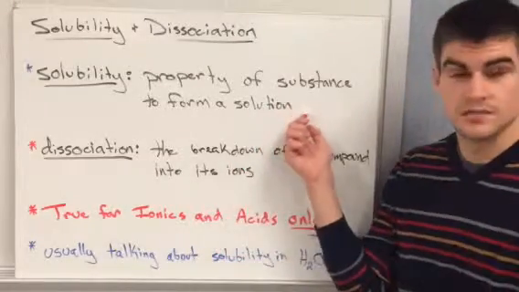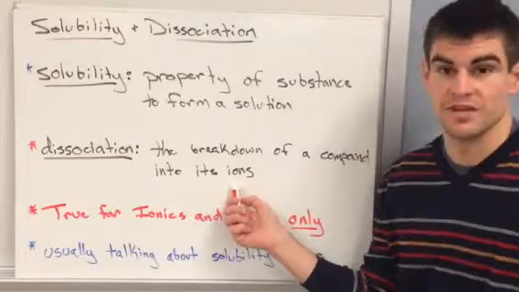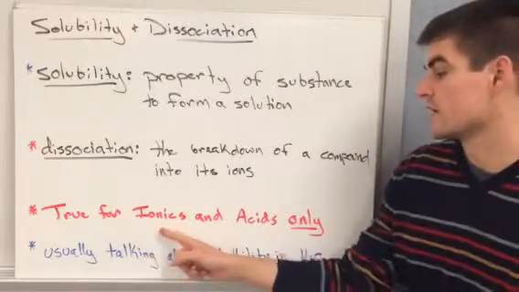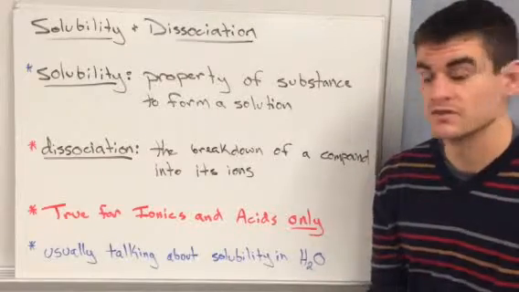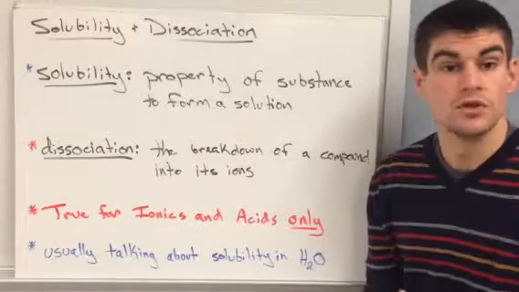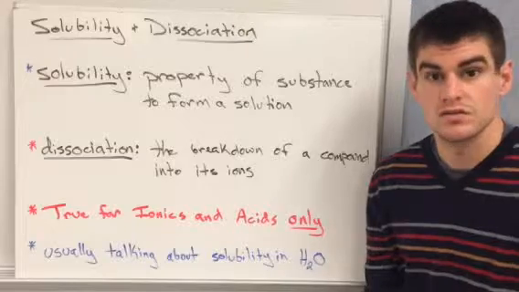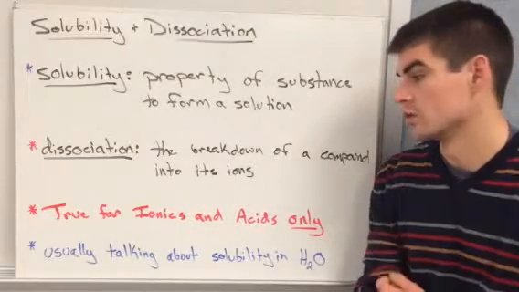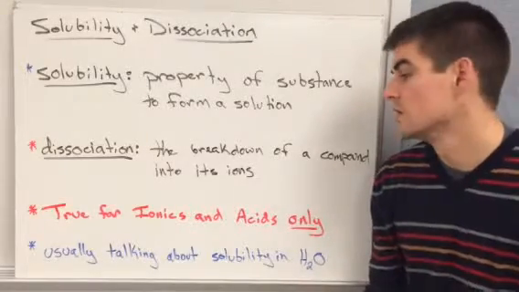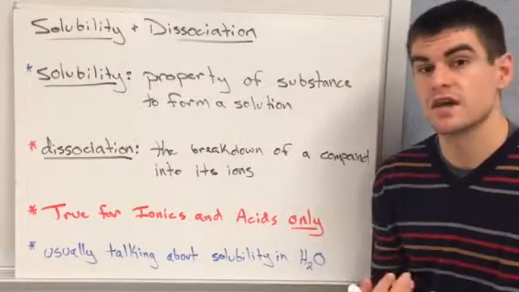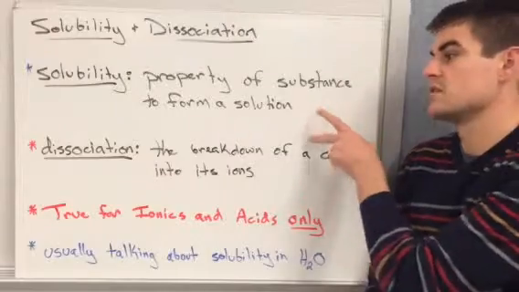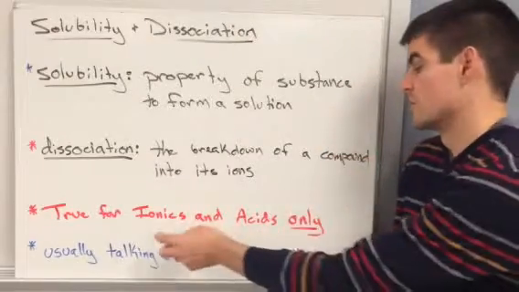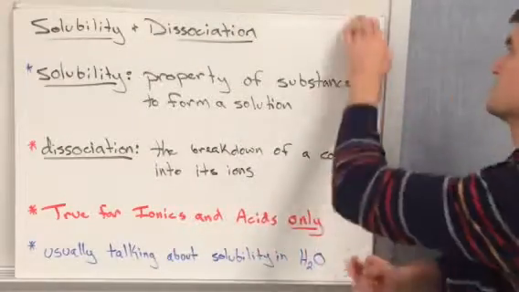So when we add something to water, it breaks up into ions. This is true for only ionic compounds and acids. Covalent or molecular compounds do not break up into ions. So like sugar, or any other molecular compound, doesn't break apart. It stays together, but it still may be soluble. So that's why we talk about these two together for ionics and acids.